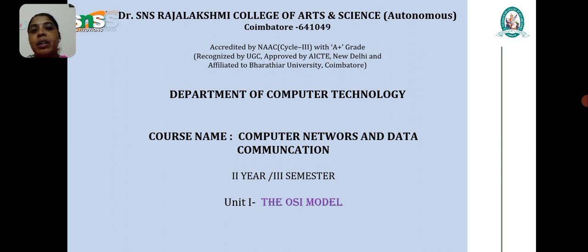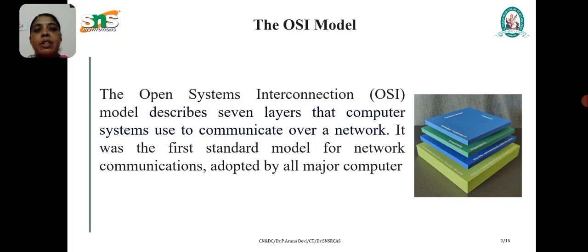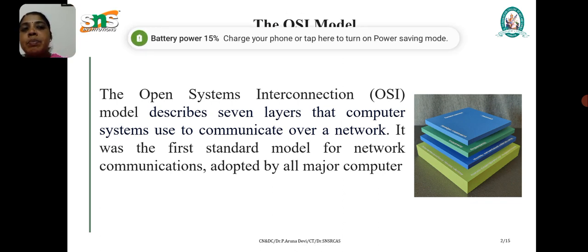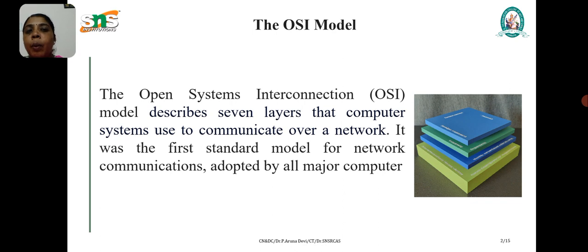So one of the layer models is called the OSI reference model, that is, Open System Interconnection, which was developed by ISO, the International Standard Organization. So let me move on to the OSI model. The OSI model, open systems interconnection model, describes 7 layers used to communicate over the network. So this model is called the open system interconnection ISO model.